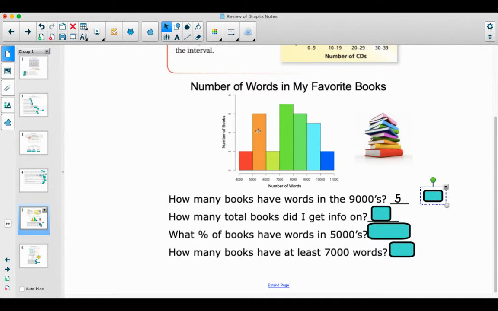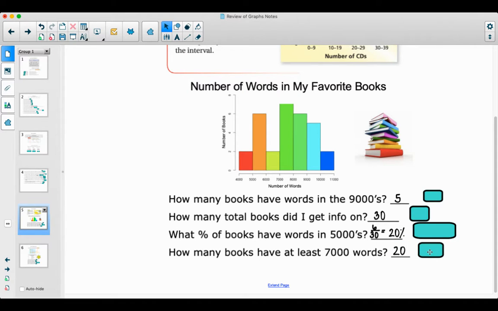We're just adding 2 plus 6 plus 2 plus 7 plus 6 plus 5 plus 2, and hopefully that should get me a total of 30, like I got before. Now we know there's a total of 30 books. What percentage of books have words in the 5,000s? We know there are 6 books in the 5,000s out of the 30 total. That's going to get me 20%. And how many books have at least 7,000 words? If we add up everything there, that should give us a total of 20. So hopefully not too bad on histograms.